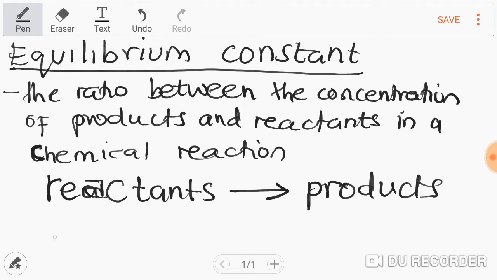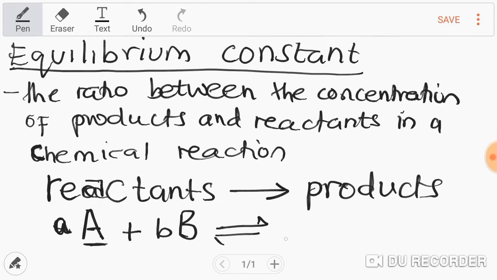So for example, if we have A, this is a ratio, it denotes the number of molecules that we have of A in the reaction medium, and B forming. So these arrows mean the reaction is reversible. So at equilibrium, the reactants can still change and form products.